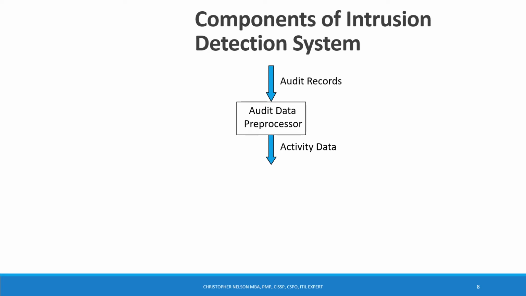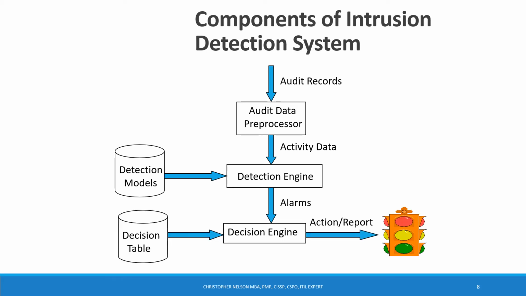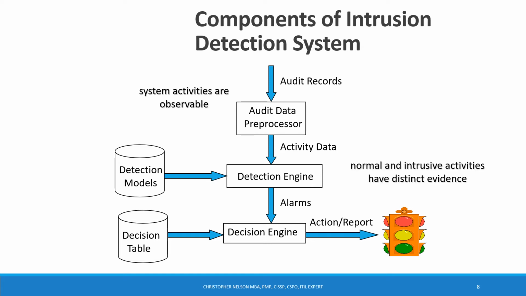What are the components of intrusion detection? Audit records, audit data preprocessor, activity data, detection models, detection engines, and alarms. A decision table and a decision engine all come together along with alarms to create the action report. This allows information to be observed.